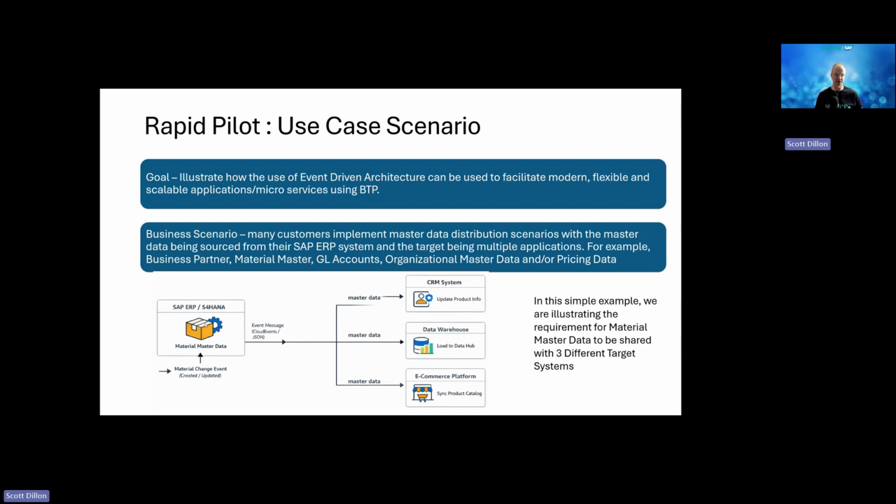Here you can see we have an ERP system, with very traditional master data using the material, and it's being published, made available. Then we have 3 systems that are picking up, which is very common, whether it's a business partner, material, or chart of accounts. So that's the business scenario that we wrap it around.